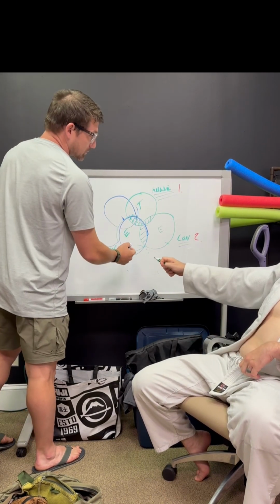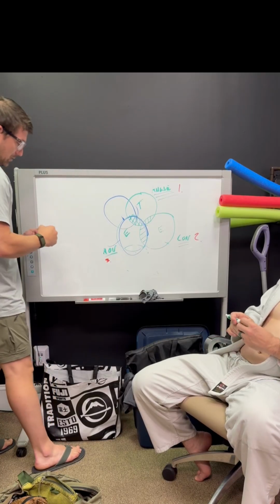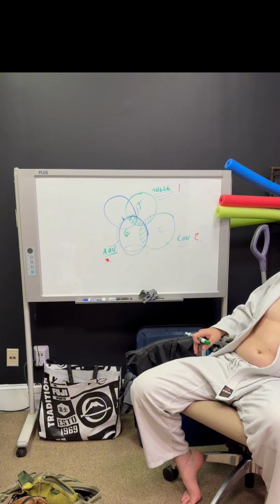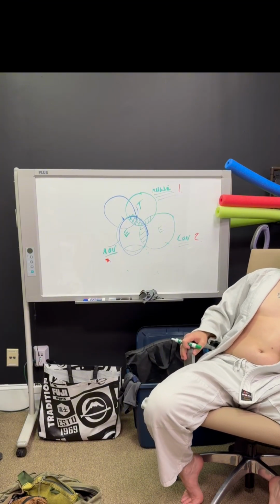The other reason I think the movement is the least important one is because how do you have to move to throw me with Uchimata? Do you have to rotate?